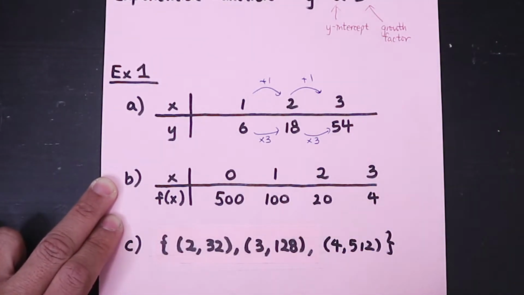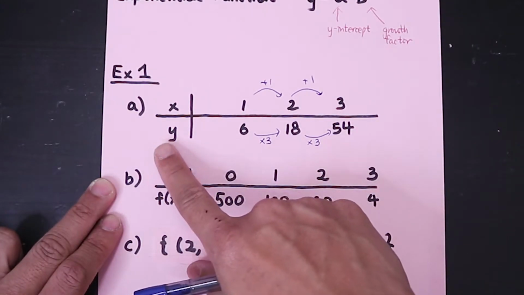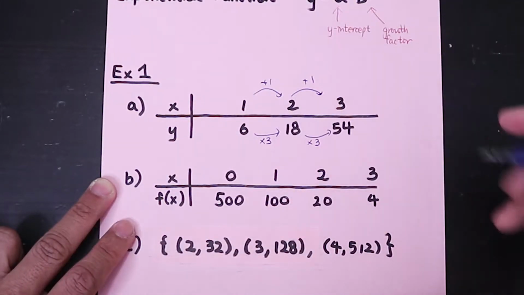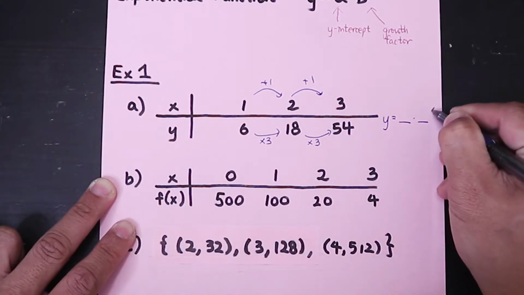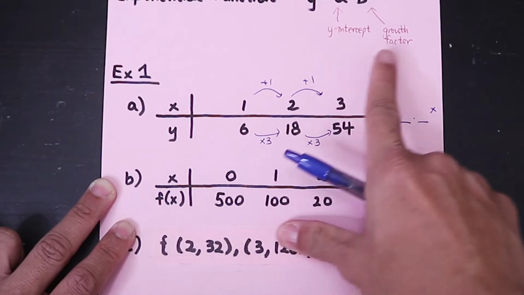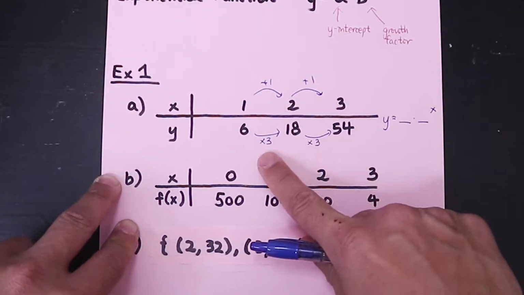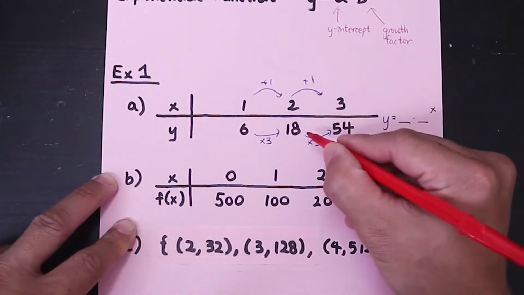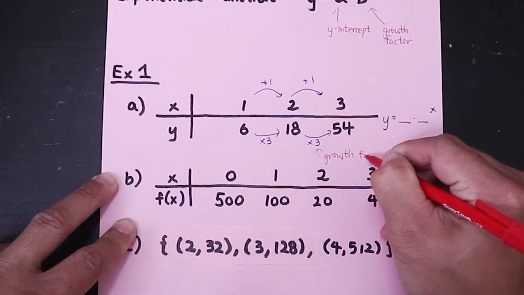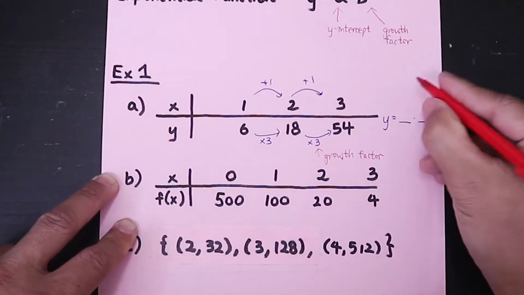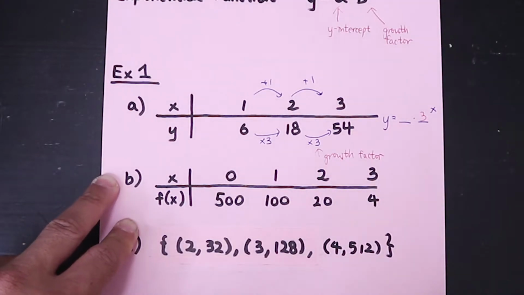Because of that, you're going to find the equation in exponential form, which in this case is y equals blank times blank to the x. Well, let's talk about the growth factor. This is your growth factor. Every time you see a multiplication, this is your growth factor. In this case, because it's 3, you're going to put 3 here, okay?